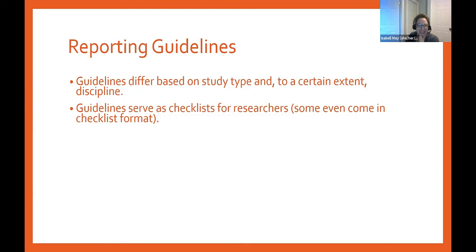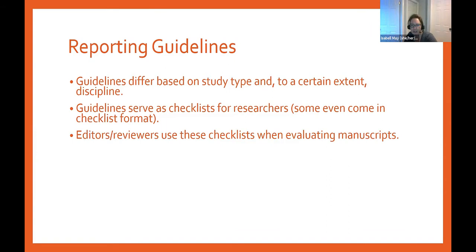So these guidelines can also serve as checklists for you. Some even come in a checklist format, and I'll show you. I'm sure you're familiar with these, but I just wanted to revisit them so we're all on the same page, and they're really useful. You might have forgotten that these exist. That usually happens to me. Editors and reviewers use these checklists when they evaluate manuscripts, so making sure that you cover those points is a good first step towards reducing the commentary by reviewers about not being transparent and detailed enough.